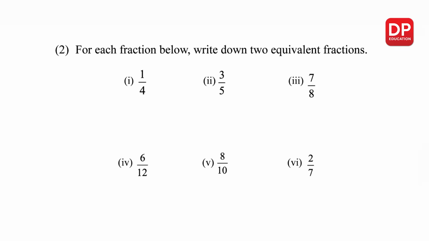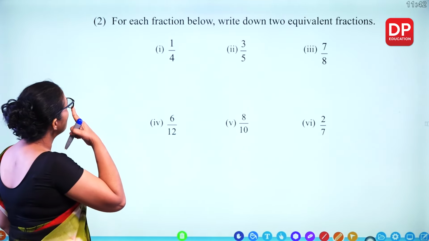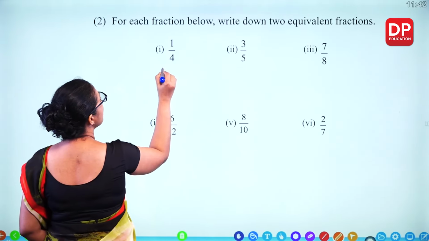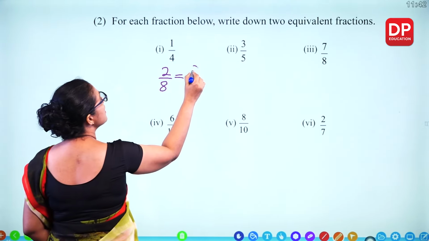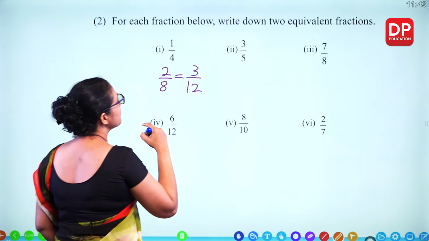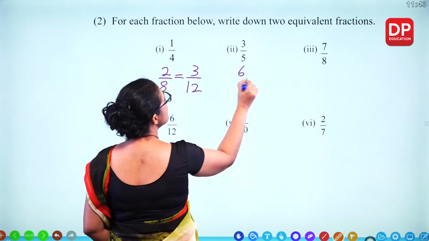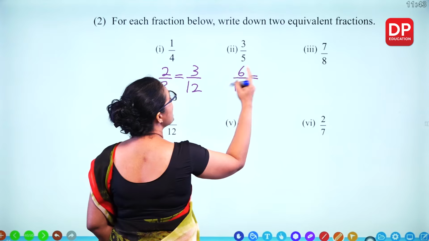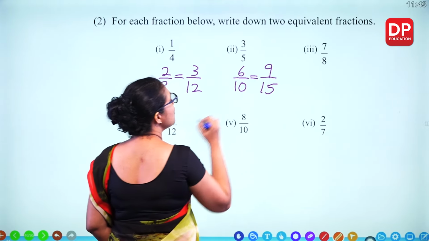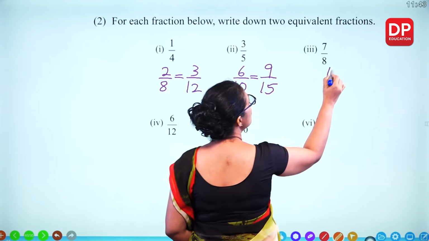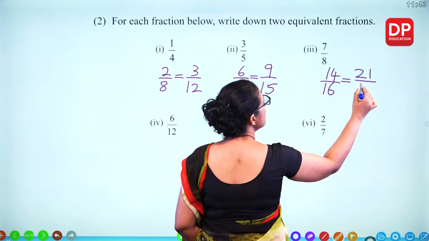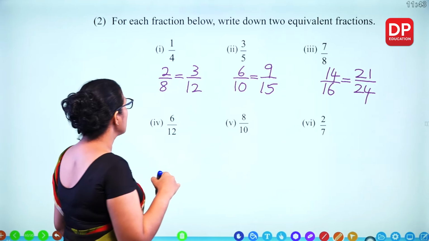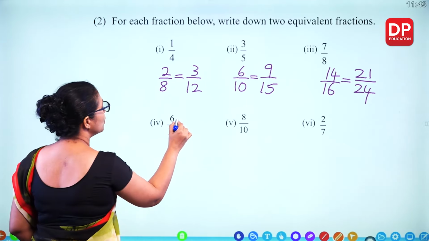Question number 2. For each fraction below, write down two equivalent fractions. So you can multiply by 2. I can write 2 over 8 multiplied by 2. Or I can multiply by 3. 3 over 12. This one multiplied by 2. 6 over 10. Multiplied by 3. 9 over 15. Multiplied by 2. 14 over 16. Multiplied by 3. 21 over 24.